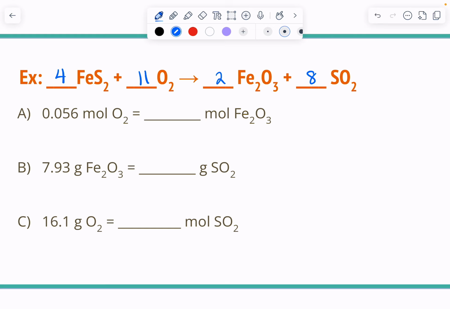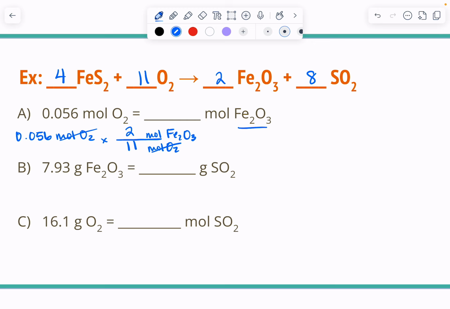So first one, A, is going to be the easiest, where we're just using a simple molar relationship between the oxygen that we're starting with and the Fe2O3 that we're ending with. So looking at your coefficients from your balanced chemical equation, we're going from moles of oxygen into moles of Fe2O3. So based off of our balanced chemical equation, this is a 2 to 1 ratio.